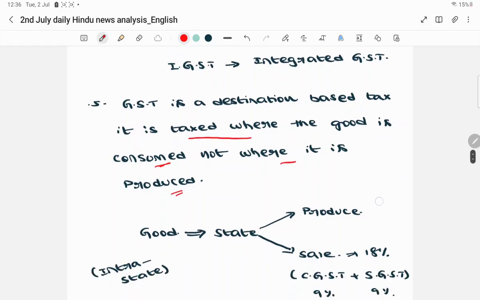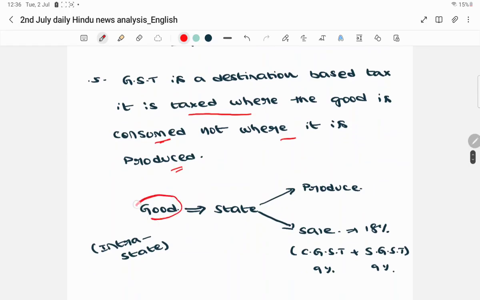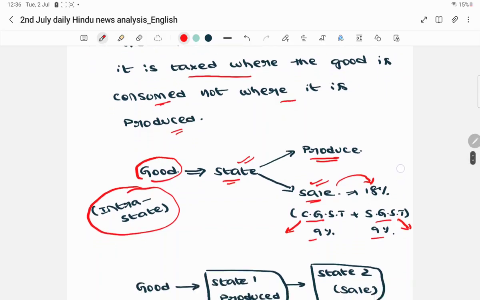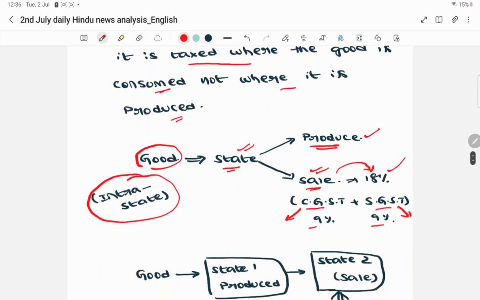Let me tell you with an example. Let us consider a good, for example a watch. The watch was manufactured in a state, so the production happened in that state, and the same watch was sold in that state only. In that context it is known as intrastate. In this intrastate supply, a tax of about 18% is levied, out of which CGST will be 9% as well as SGST 9%. CGST revenue will go to the central government, SGST revenue will go to the state government. This is intrastate, where the production as well as the sale both happened in the same state.